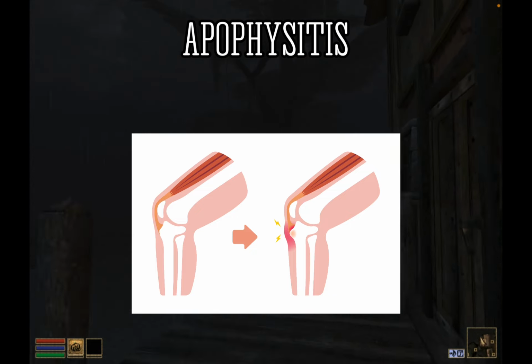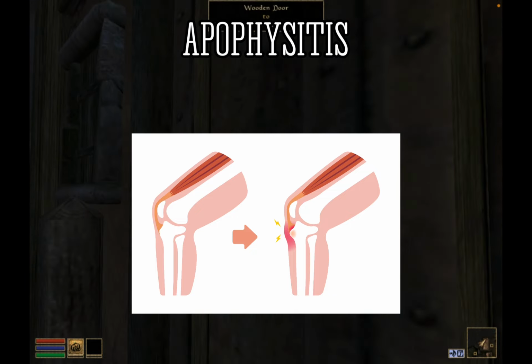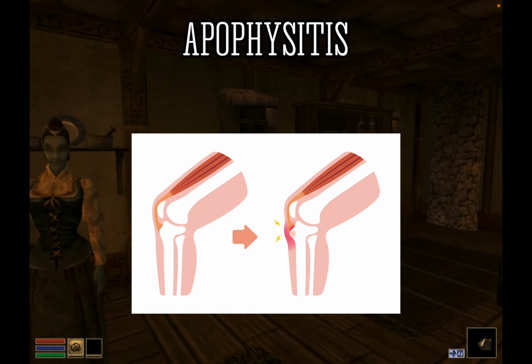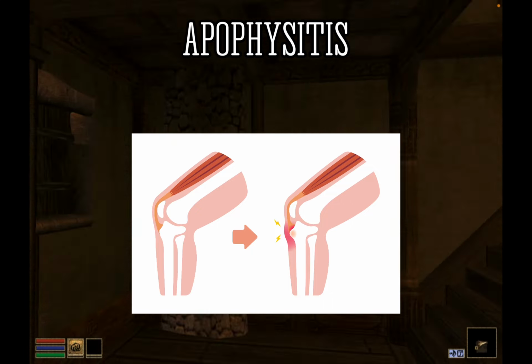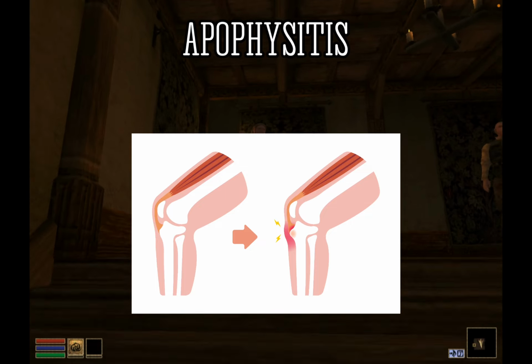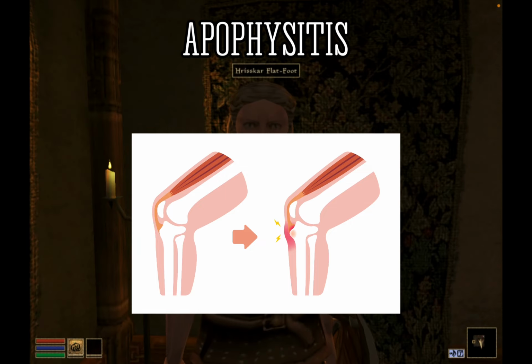So if all these ideas line up with the pain that a young kid is experiencing, then you're going to be thinking Osgood Schlatter or Sinding Larsen Johansson, the apophysitis injuries.